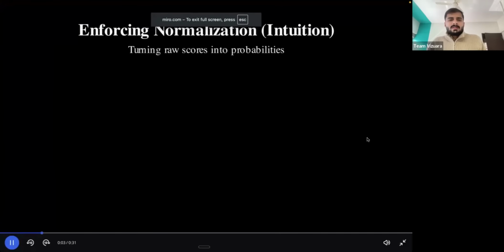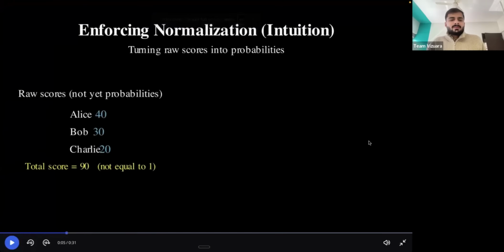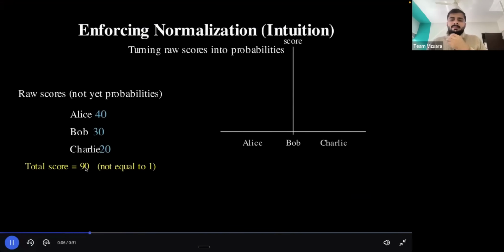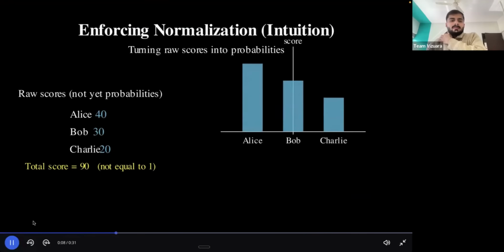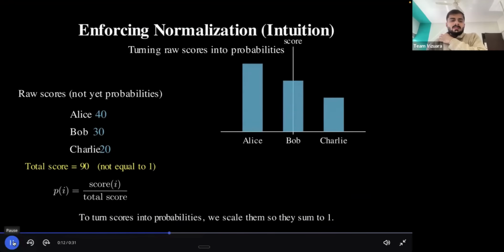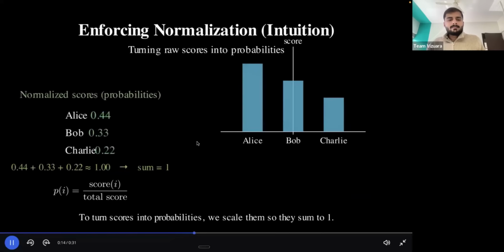Let's take an example of three people having three marks, 40, 30, and 20. So the total score is 90. If you turn these into probabilities, you can see that 40 divided by 90, and so on, are adding up to 1.